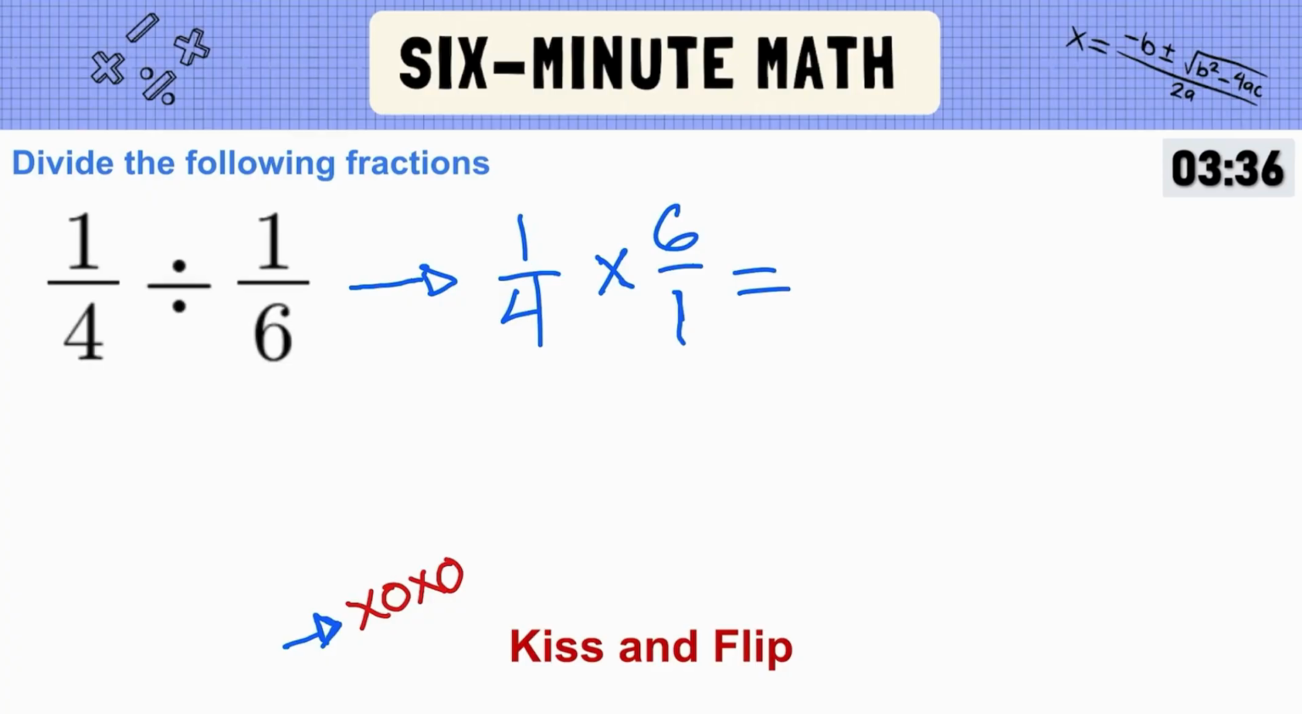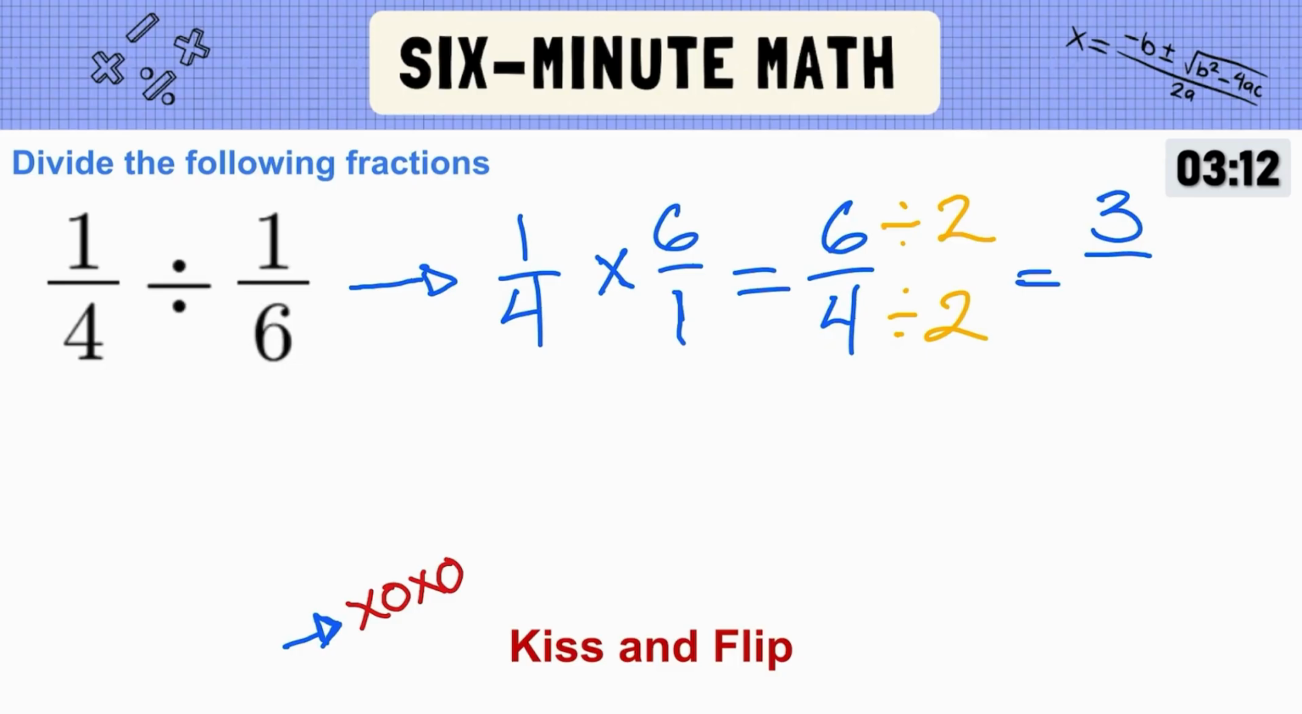and then we multiply fractions. 1 times 6 is 6, and 4 times 1 is 4. At this point, we would simplify this fraction, which we do have a video here at 6 Minute Math called Simplifying Fractions, so be sure to check that out. I'm going to divide top and bottom by 2 for a final answer of 3 over 2.